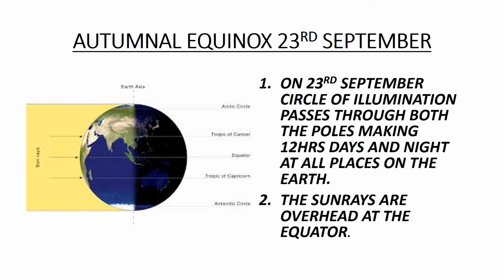Next is autumn equinox, 23rd September. On 23rd September, the circle of illumination passes through both the poles, making 12 hours day and night at all places on the earth. The sun rays are overhead at the equator.